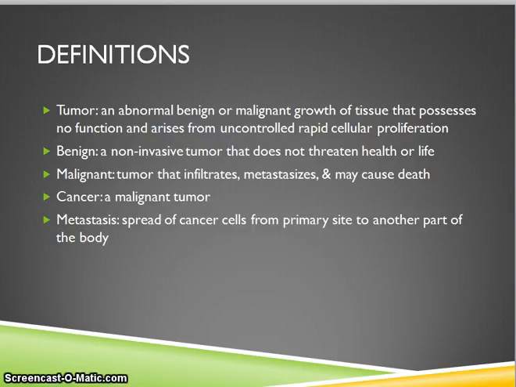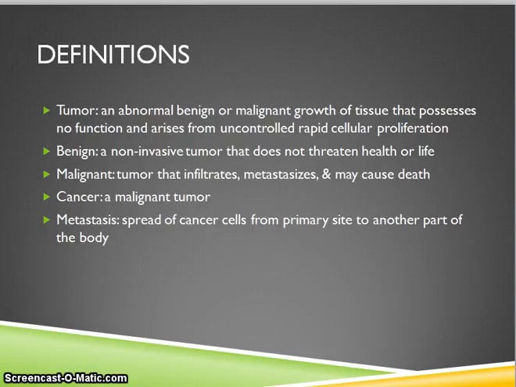Tumors have no function, right? They arise because something has shut off cellular regulation. So we have this unregulated proliferation of cell growth that forms a tumor. Now, they can be benign or malignant. Benign means that the tumor is non-invasive and doesn't threaten somebody's health or life. Malignant means that the tumor is going to infiltrate, cause damage, risk metastasizing or spreading, and can eventually cause death.